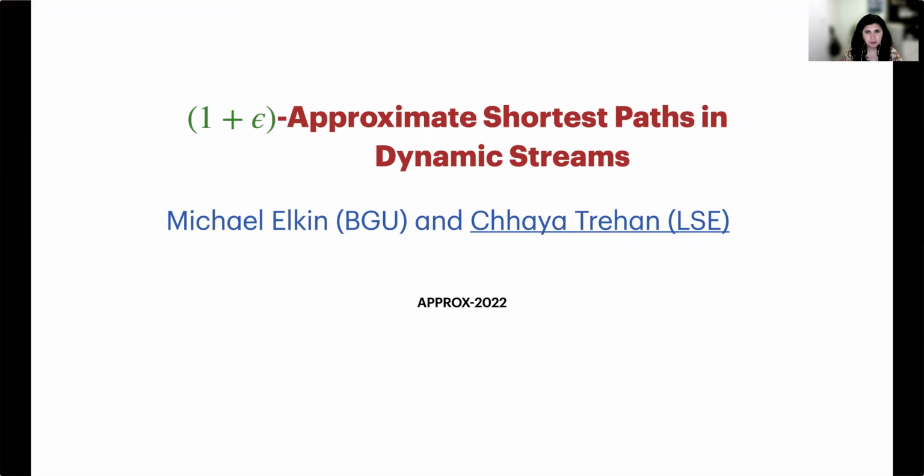Today I'll talk about computing approximate shortest paths in dynamic streams. This is joint work with Mikhail Elkin from Ben Gurion University. Computing shortest paths in graphs is a fundamental graph theoretical problem.